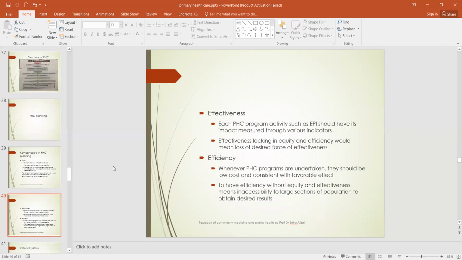Effectiveness: each primary health program activity such as EPI should have its impact measured through various indicators. Effectiveness lacking in equity and efficiency would mean loss of the desired force of effectiveness. Efficiency: whenever primary healthcare programs are undertaken, they should be low cost and consistent with favorable effect. To have efficiency without equity and effectiveness means inaccessibility to a large section of the population to obtain the desired result.